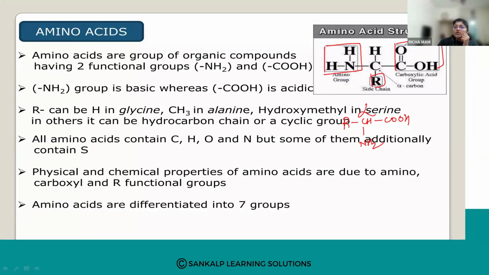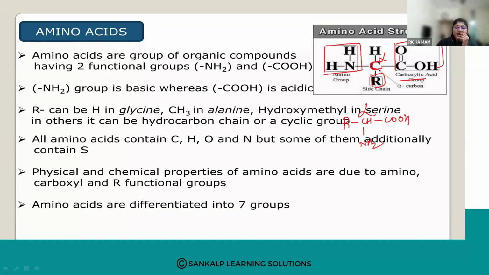Depending upon the position of the NH2 group with respect to your carboxylic acid, they can be classified as alpha, beta, gamma, and so on. Here you can see there is only one carbon, so it is designated as alpha. If there was one more carbon, then it would come as beta. So this is the alpha amino acid.